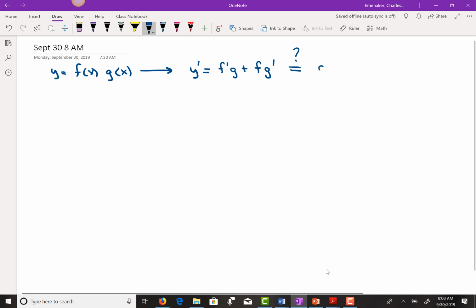Now, I've seen more than one person ask over the years, is this the same thing as f g prime plus f prime g? Are those two things equal? Yeah, okay. They're the same thing. Yep, they sure are.